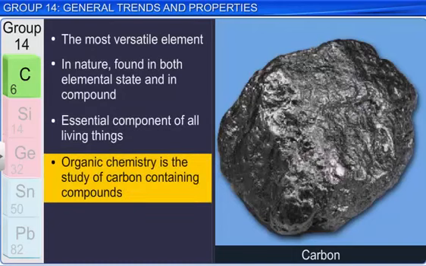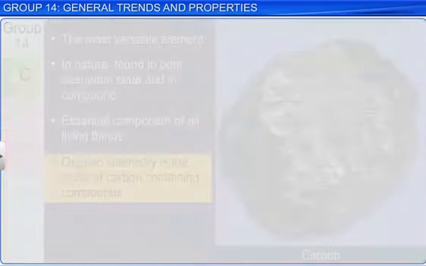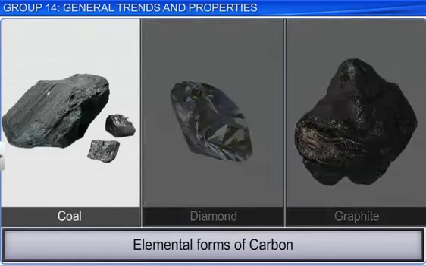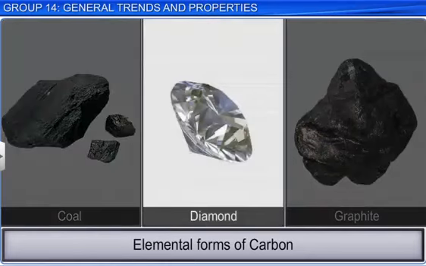Organic chemistry is the study of the compounds that contain carbon. The work of many talented chemists is devoted to this very important element. The element is found in several different forms in nature: coal, diamond, and graphite.